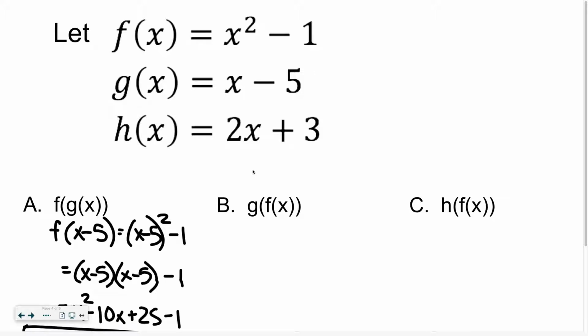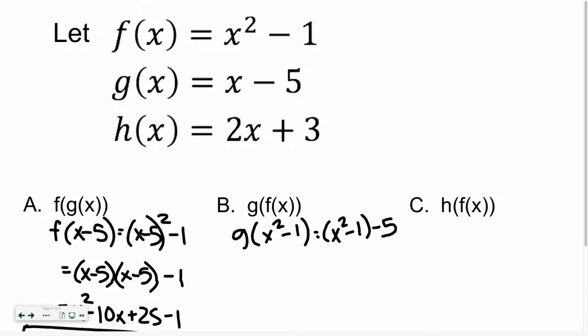g of f of x. In function notation, that would just be g of (x squared minus 1), which means take your x squared minus 1 and put it right where this x is, right? Replace the x, so we'll have x squared minus 1 minus 5.